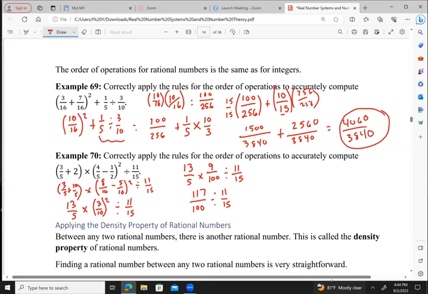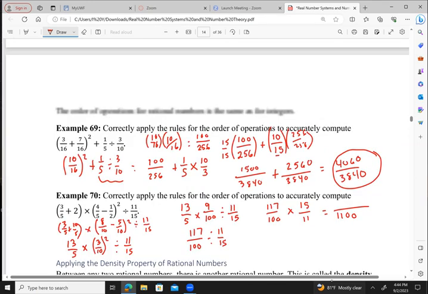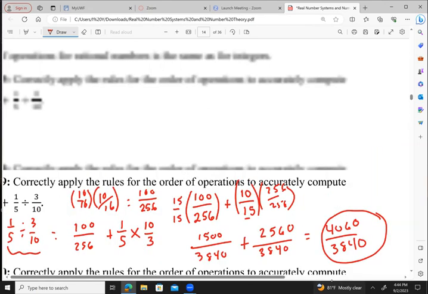Now we're going to take our 117 over 100, change division to multiplication, and take the reciprocal, and then we multiply. This is 11. And 117 times 15 becomes 1,000. Come on.